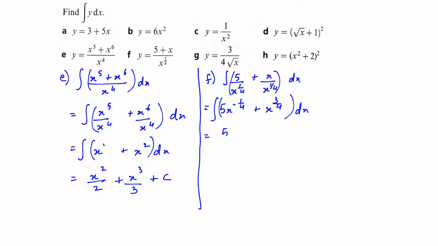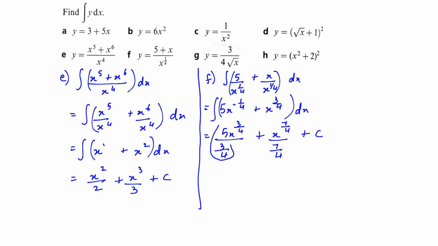When I integrate this, I will get negative 1 over 4 plus 1, 3 over 4, and that power shall go underneath the term. And here it will be 3 over 4 plus 1, which will give me 7 over 4, and that 7 over 4, we will write in the denominator.